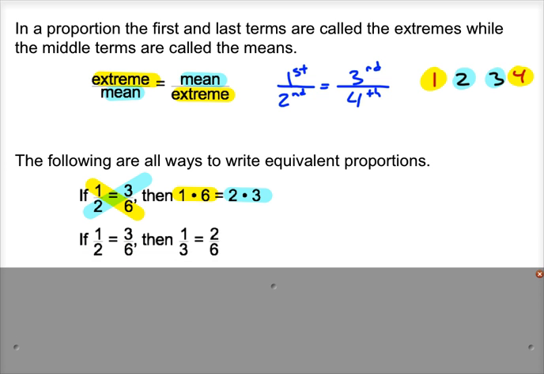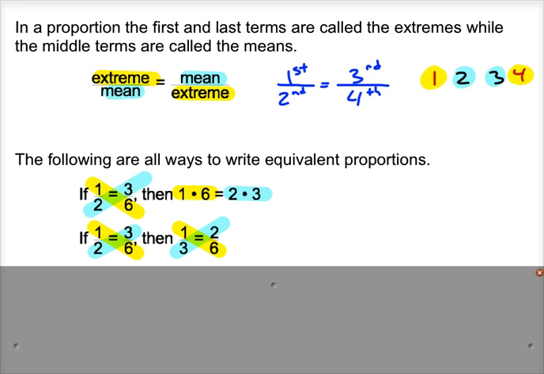The next one: if I still have 1/2 equals 3/6, then I'm also going to get that 1/3 equals 2/6. It's sort of like taking the original proportion and turning it sideways. One thing I like to double check is that if I cross multiply, 1 times 6, I'm still getting a 1 times 6, and diagonally 2 times 3, I'm still getting a 2 times 3 the other way. So everything seems to check out.